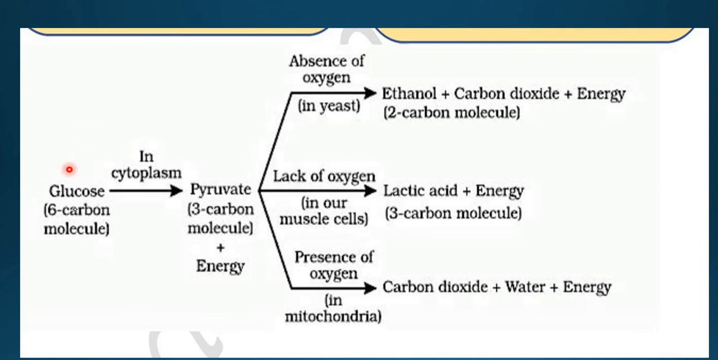Now we have a flow chart in which we have a glucose molecule. Glucose molecules consist of 6 carbon atoms. As we know, the formula of glucose is C6H12O6, so it is a 6 carbon molecule.